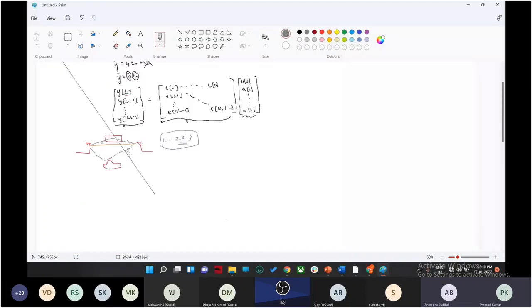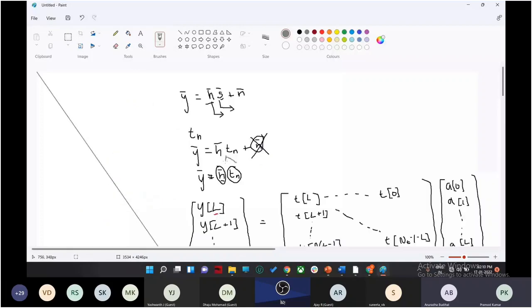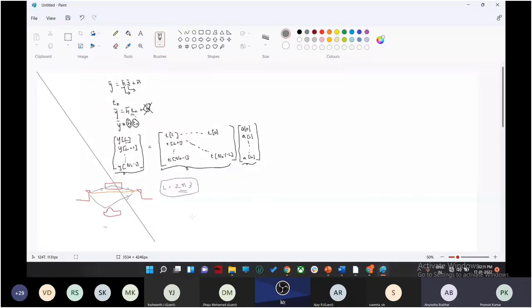So what we do is construct. After estimating this H, we will do an H inverse, because we have to remove the H effect in the received signal. To do that, we'll be doing an H inverse of the estimated coefficients.